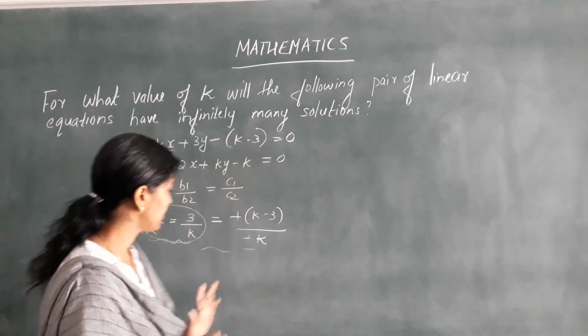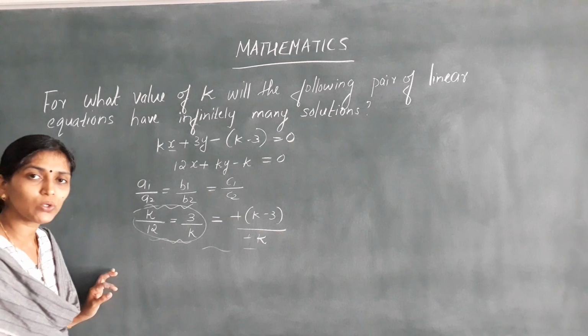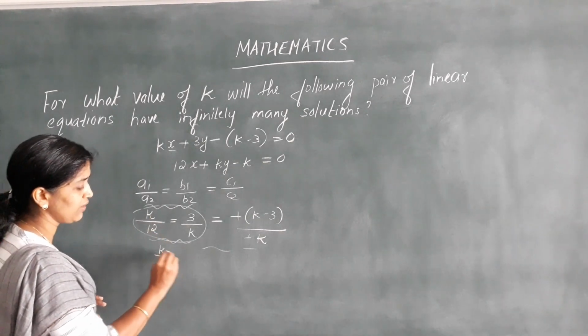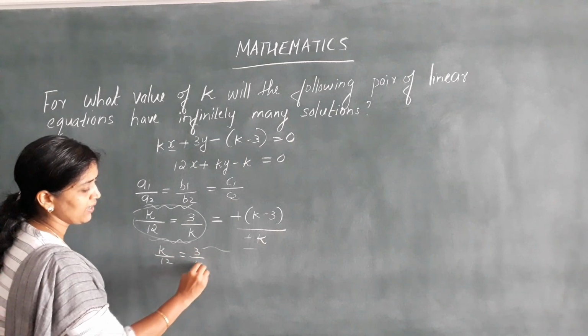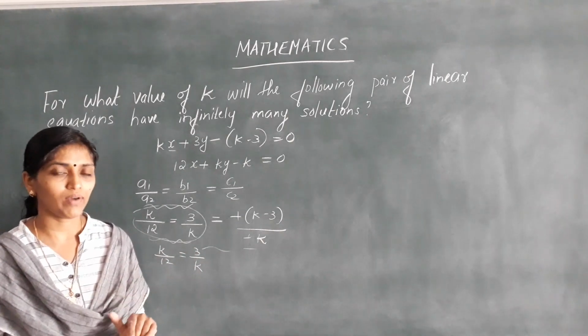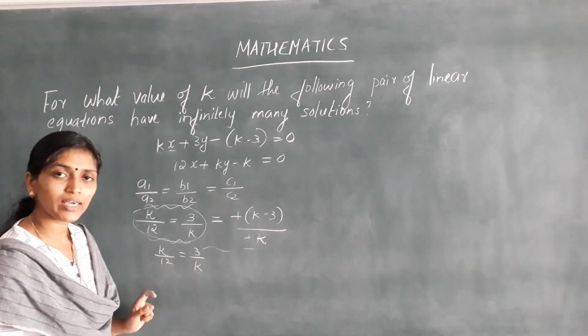Okay, we'll see the question. First, I am going to compare a1 by a2 equal to b1 by b2. That means I am going to compare k by 12 equal to 3 by k. And from this, I am going to find the value of k, one value, or maybe more than one value for k. We are going to get the value of k here.